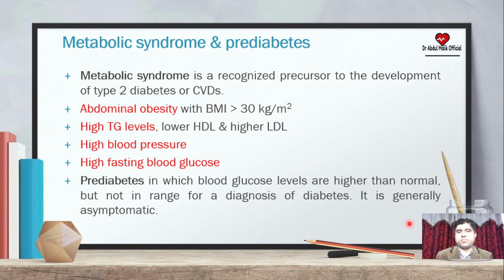So we go toward metabolic syndrome and prediabetes. Metabolic syndrome is a cluster of different metabolic parameters that are increased, so it can lead to type 2 diabetes or cardiovascular problems. The major symptoms include abdominal obesity, high triglyceride levels, lower HDL level, or higher LDL level, higher blood pressure, and high fasting blood glucose. Now coming to prediabetes, in which blood glucose levels are higher than normal but not in the range for diagnosis of diabetes, because according to the American Diabetes Association, it should cross 125 milligram per deciliter. If it is less than 125 milligram per deciliter, it will be called prediabetes. It is generally asymptomatic, so it is a silent killer and will not be shown, so it is called asymptomatic.